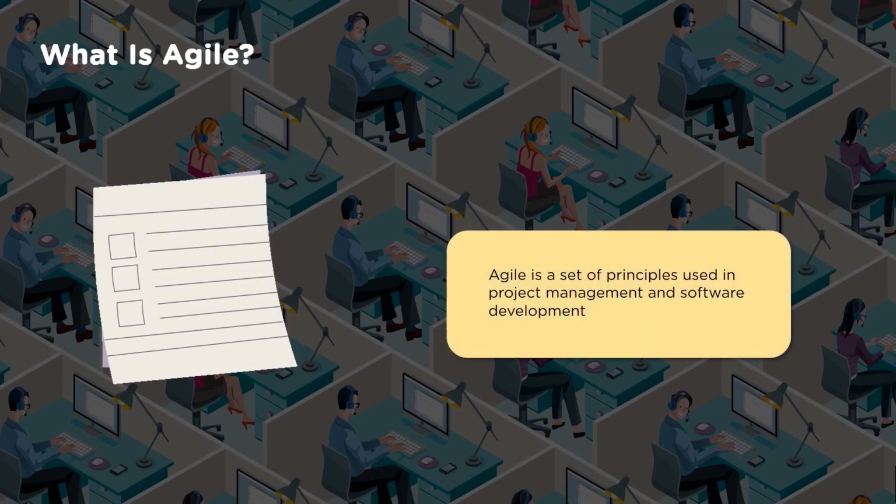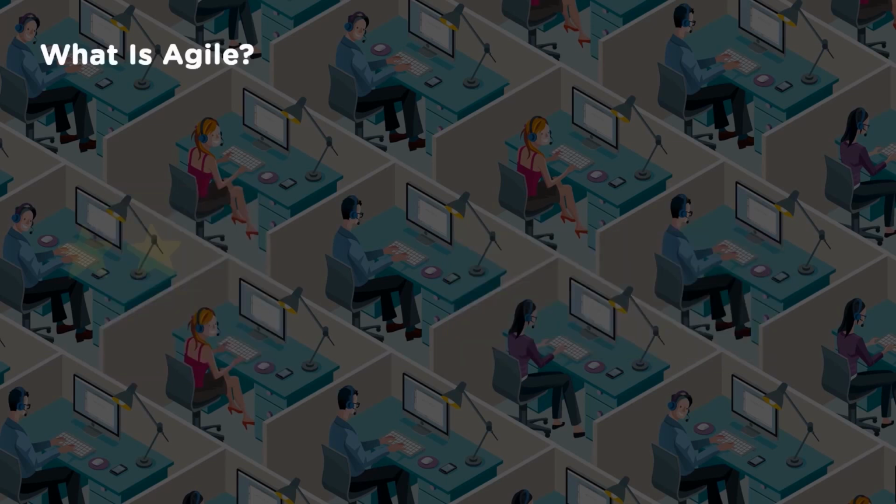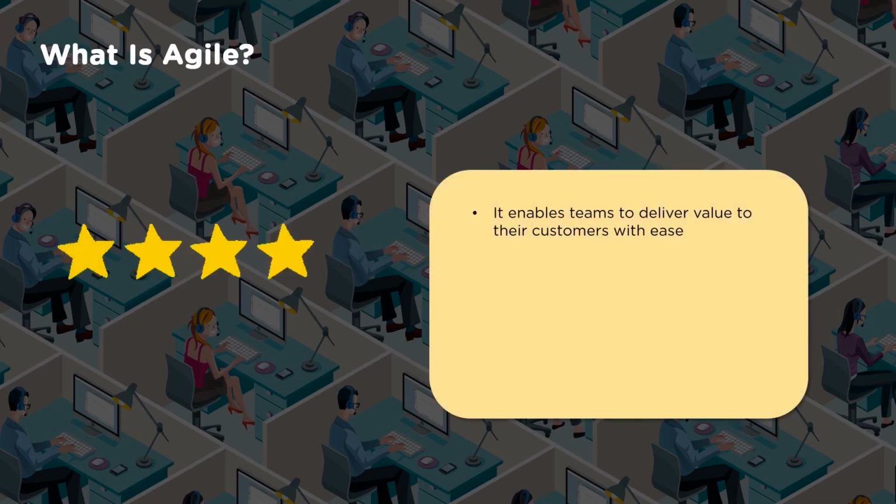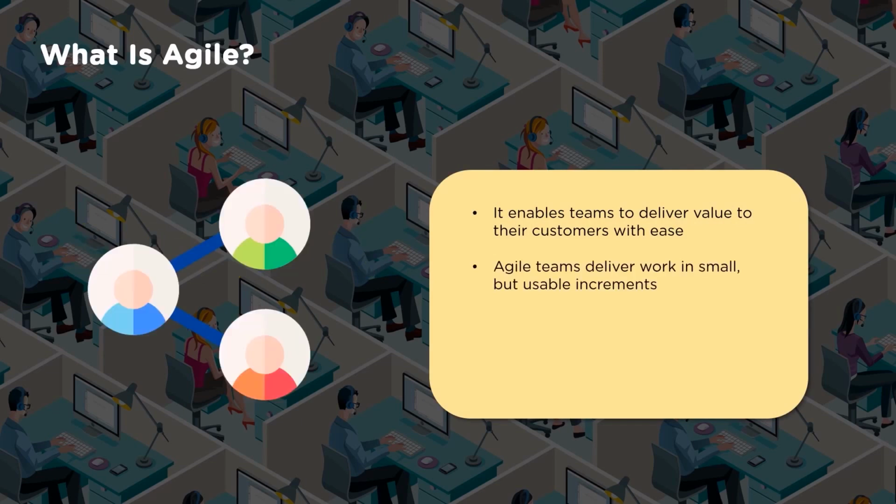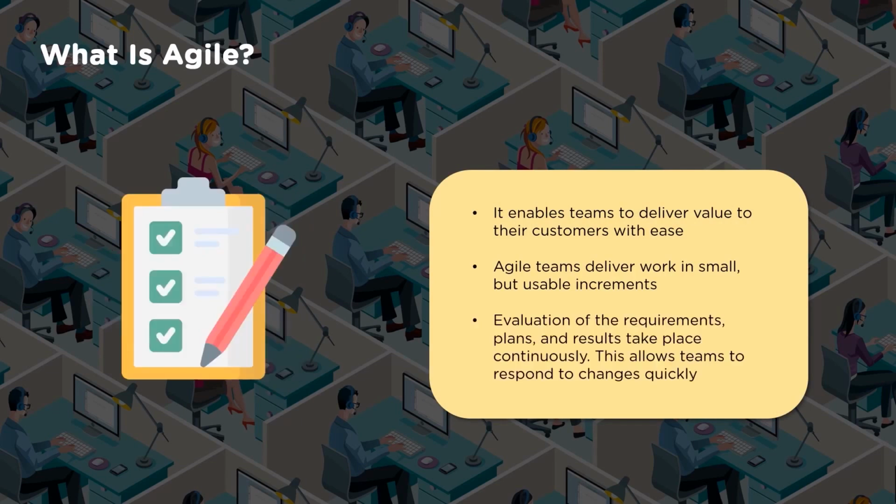It's a set of principles used in project management and software development. So basically there are 4 points which we need to understand very clearly, so that we are able to understand what Agile is all about. Right? It enables teams to deliver value to their customers with ease. So Agile teams deliver work in small but usable increments. Then evaluation of the requirements, plans and results takes place continuously. This allows teams to respond to changes quickly.